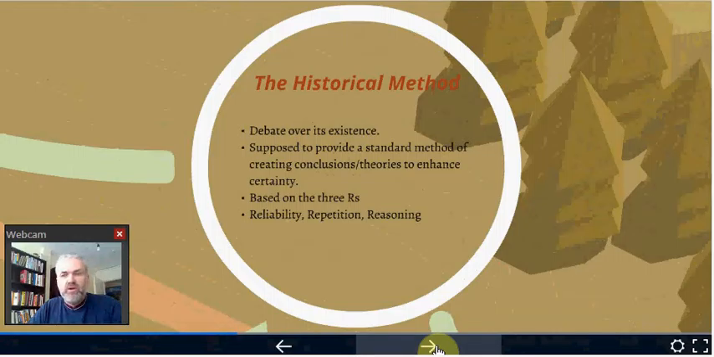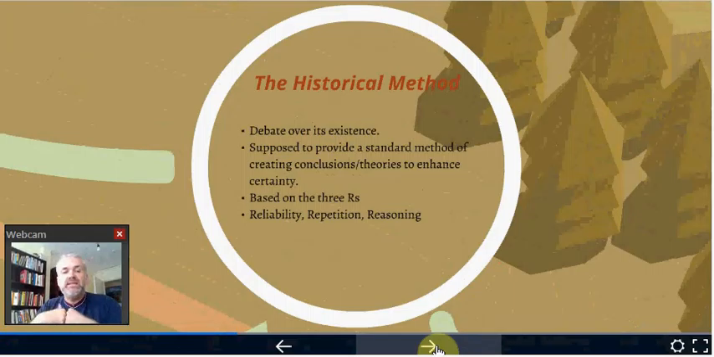A lot of you have probably heard of the scientific method that's used by any physicist, biologist, or chemist when they go to do research and do experiments and reach conclusions in science. And part of the reason that scientific conclusions are considered to be so certain is that they're all using exactly the same method. And of course, this is supposed to provide a standard method of creating conclusions and creating, therefore, theories that are based on conclusions, right?